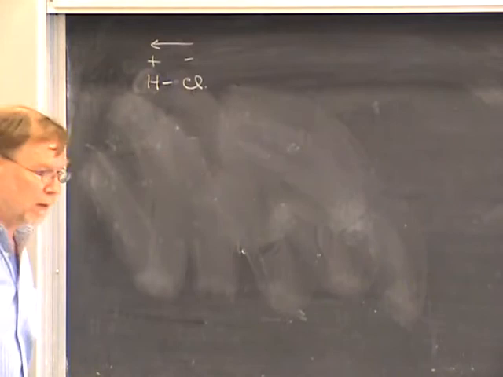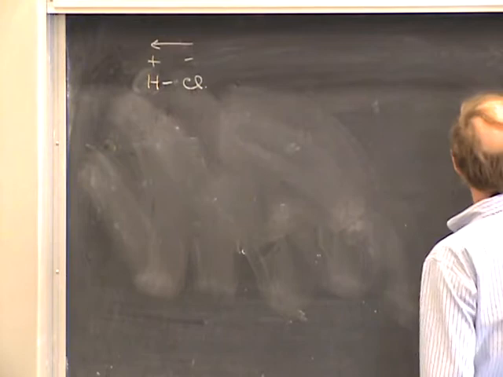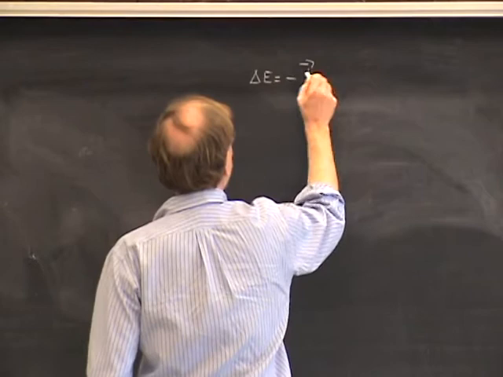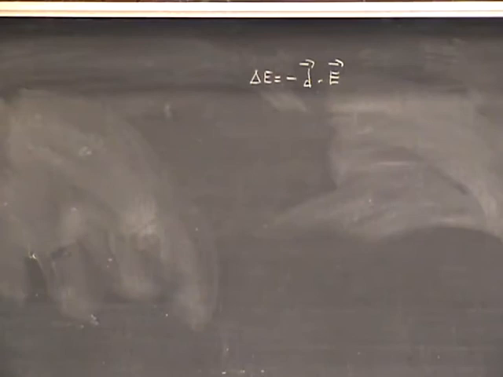And then you might have done problems in stat mech where you take something that has a dipole moment vector and you have an energy delta E, which is minus the dipole moment vector dotted into the electric field, and then you carry out the stat mech of this to find the average orientation in thermal equilibrium, and so energy and orientation and so on.